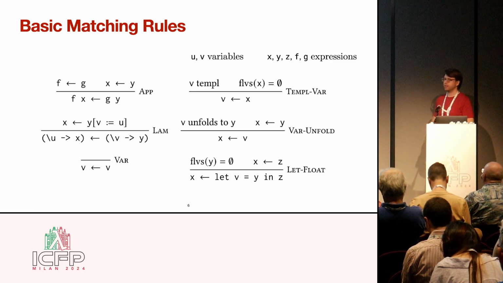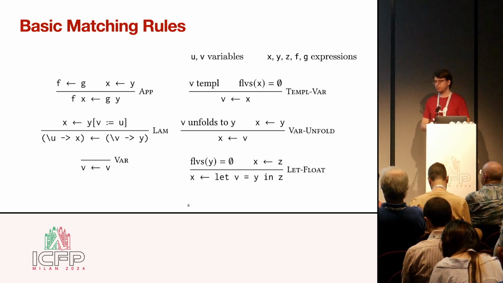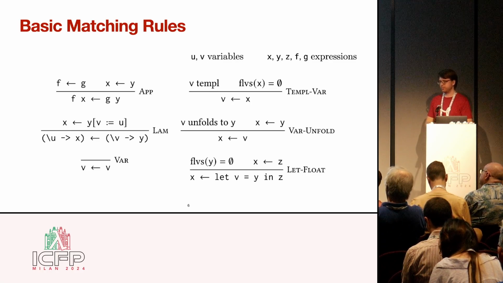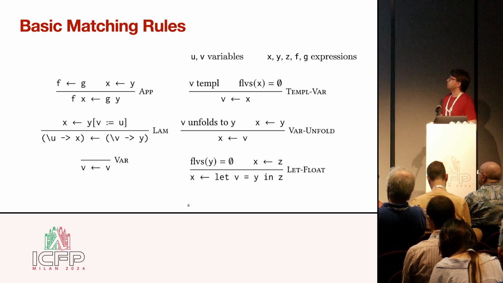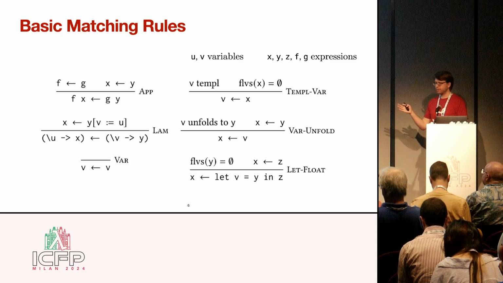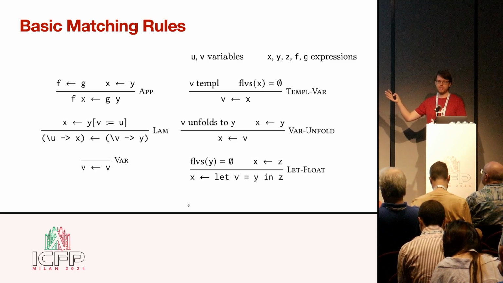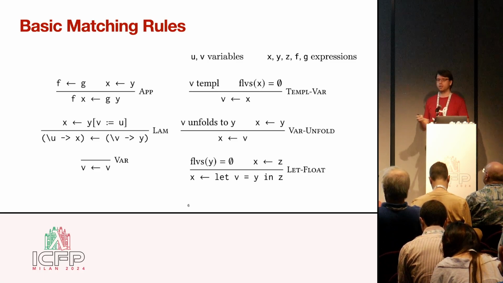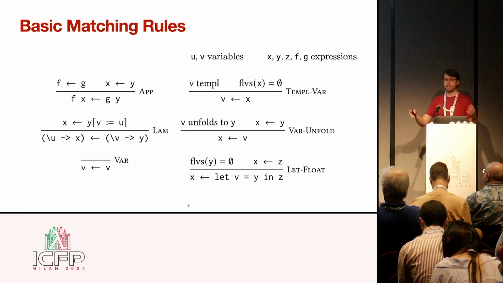Here I'm showing a basic list of all the matching rules. I'm using the names U and V for variables and X, Y, Z, F, G for expressions. And the reason that there are not so many rules here, while Haskell is quite a big language, is that these rewrite rules actually are only applied on core. So that's after Haskell has been desugared into a small language. So these rules actually cover quite a large part of Haskell already.